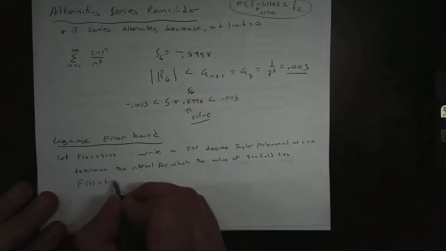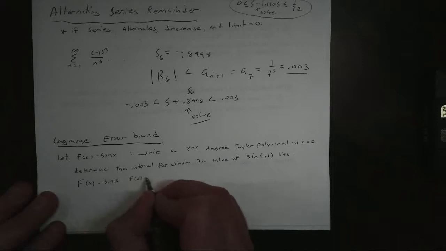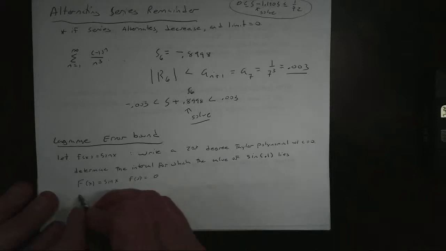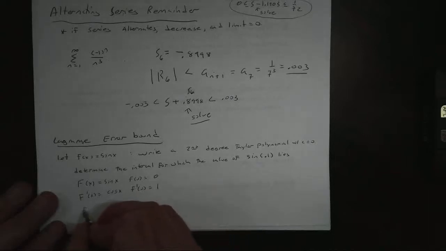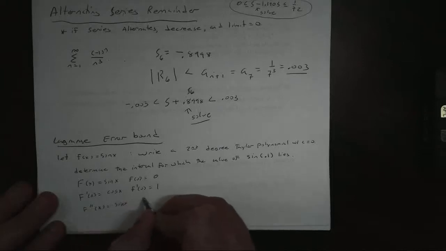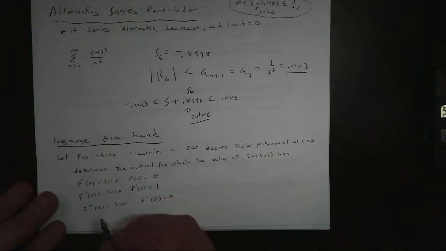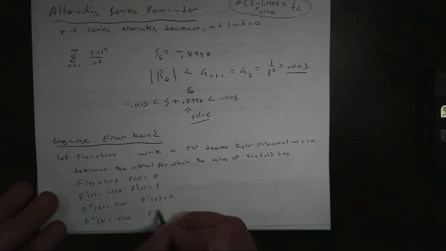F of x is sine of x. So the value, sine of 0, is 0. F prime of x is cosine of x. Its value at 0 is 1. And the second derivative of x is negative sine of x, and its value, of course, is also 0. Now, because I'm going to use Lagrange, I'm going to need the next term anyways. The third derivative is negative cosine of x, and of course, its value at 0 is negative 1.